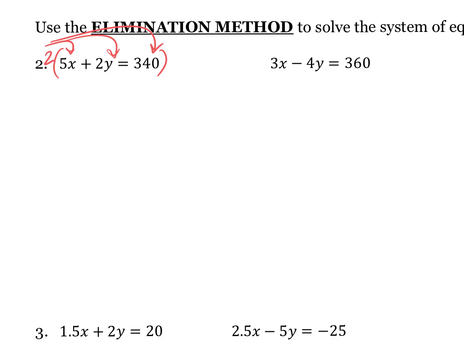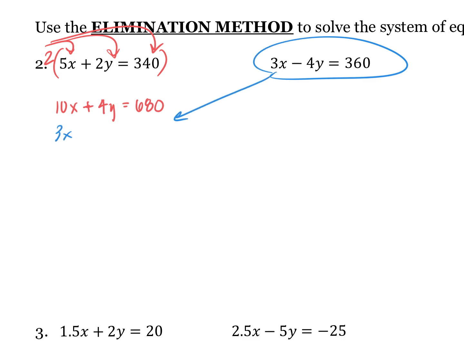So how many x's would I have? 10 x's and 4 y's equal 680. Yeah? Then I just like to bring this over right underneath it. 3x minus 4y equals 360. Do you think I should add or subtract those two equations together to eliminate a variable? Let's add them because 4y plus -4y, yeah. So when they're opposite signs, we can just add them up.